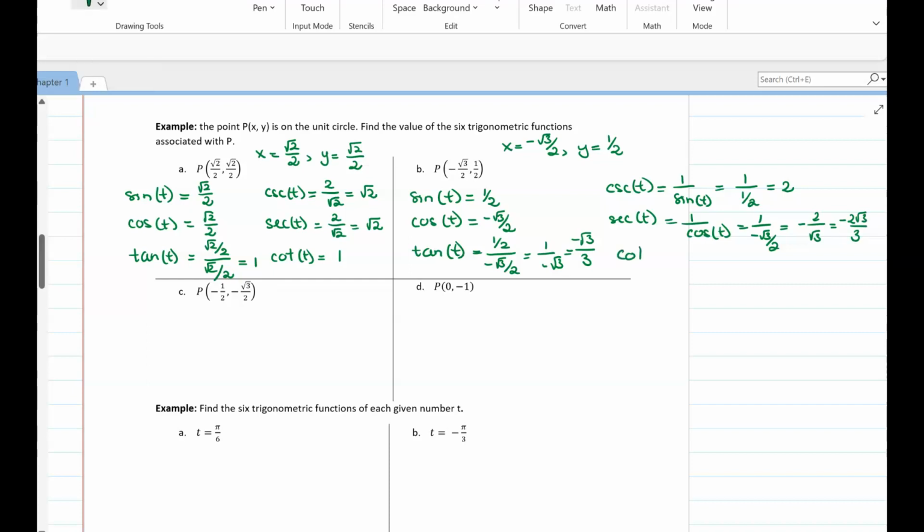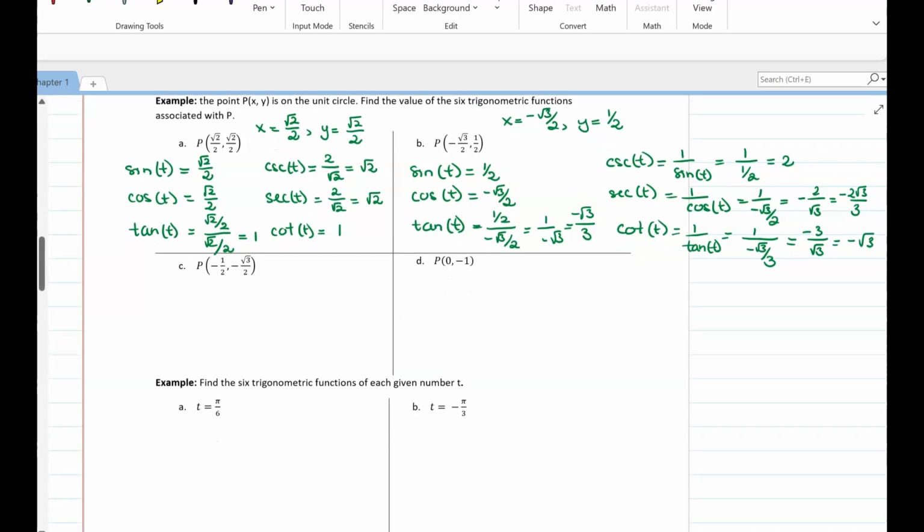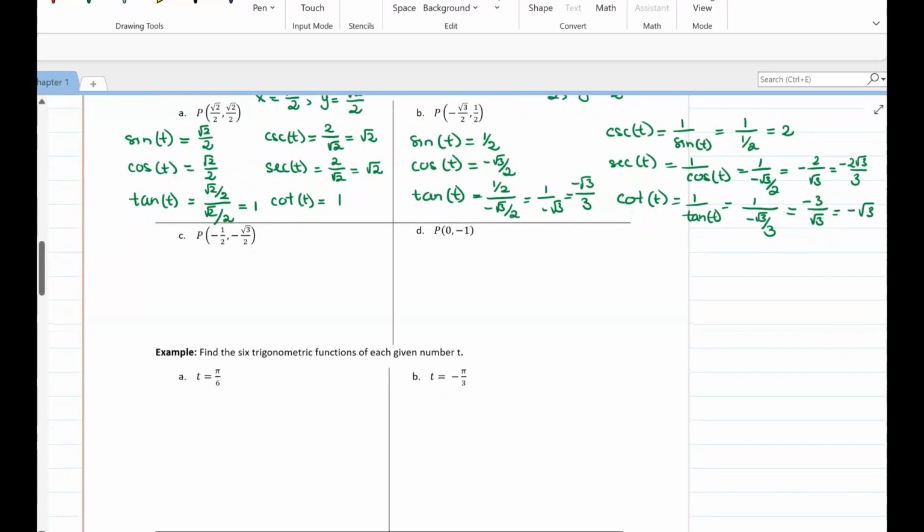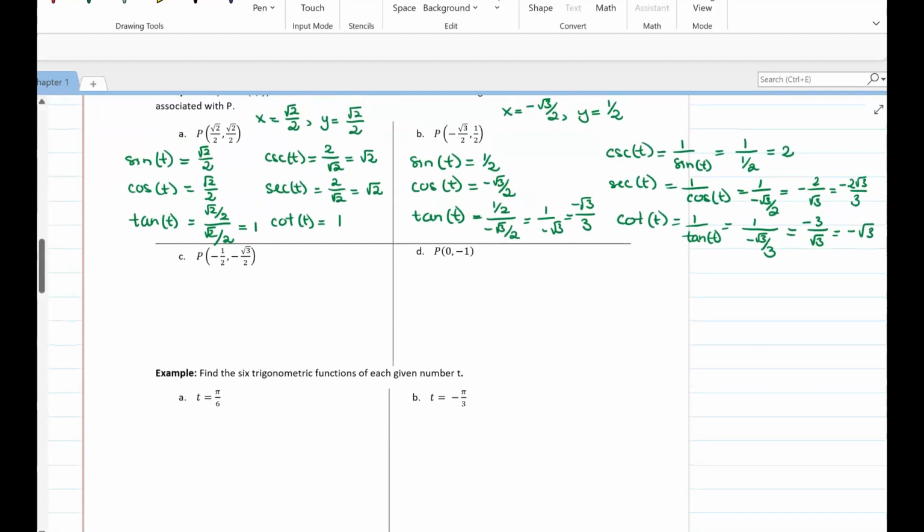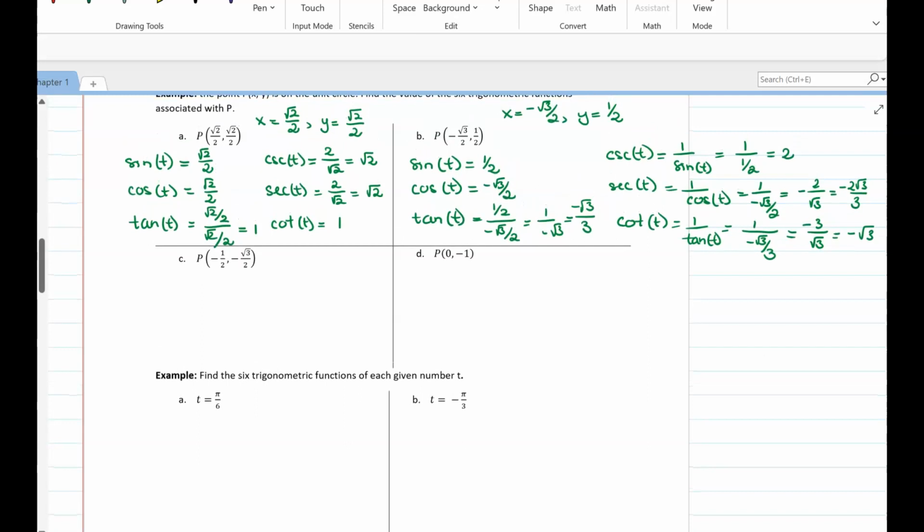Cotangent of t equal 1 over tangent of t. So that is 1 divided by negative root 3 over 3. That is negative 3 divided by root 3, and that makes negative root 3. Similarly, you can find the value of the sixth trigonometric function for part C on your own. I'll talk a little bit about part D.